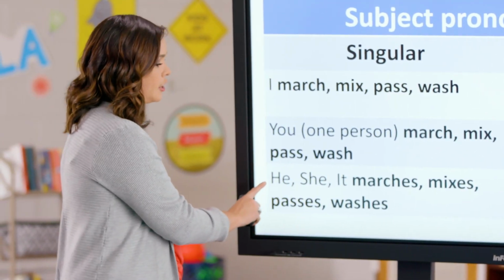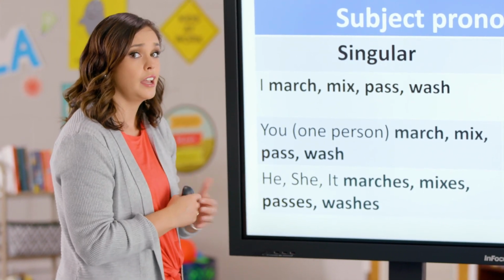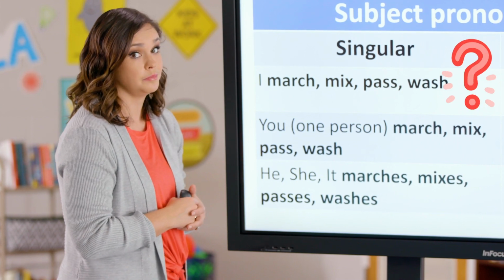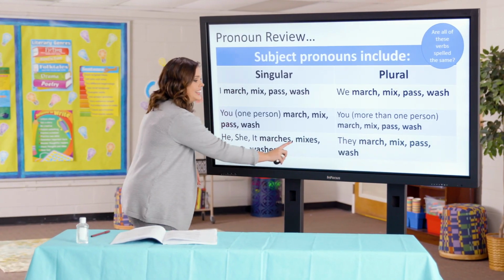But look over here at our singular he, she, and it. What do you notice is different about the forms of these verbs? Right, we've added not just s, but es.